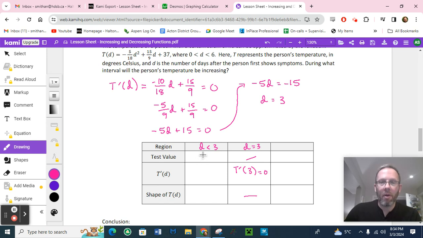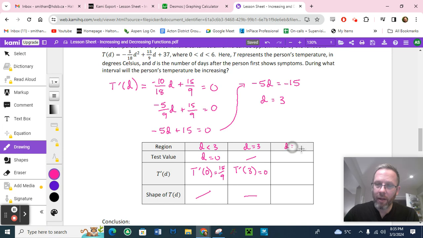Let's pick an easy one. I'm going to pick 0 here. I know technically it says that we're between 0 and 6, but that's okay. If you want to pick 1 or 2 or something, you can. I'm tired and I just want to get this lesson done. So we're going to just pick 0. At 0, the derivative is positive 15 over 9, which means the graph is increasing.